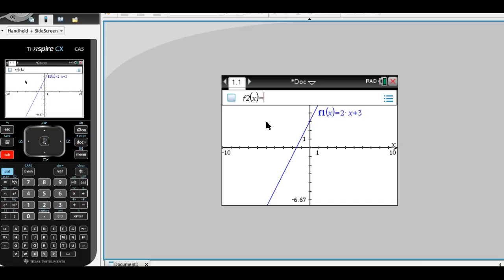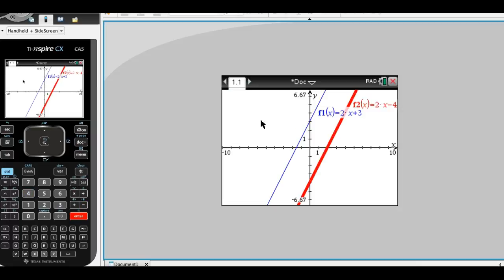Now the definition of parallel lines is that you have the same gradient. So if this gradient is 2, that means a line parallel to it also has a gradient of 2. So I can do anything here: 2x plus 4, 2x minus 10. Okay, they'll all be the same. So we might do a minus. And you can see there we have parallel lines.